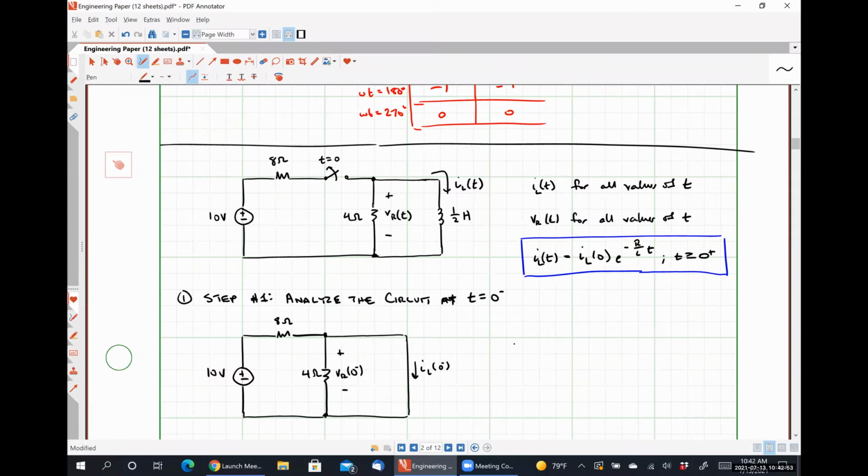So, how could I determine either of these two quantities, VR at 0 minus or IL at 0 minus?